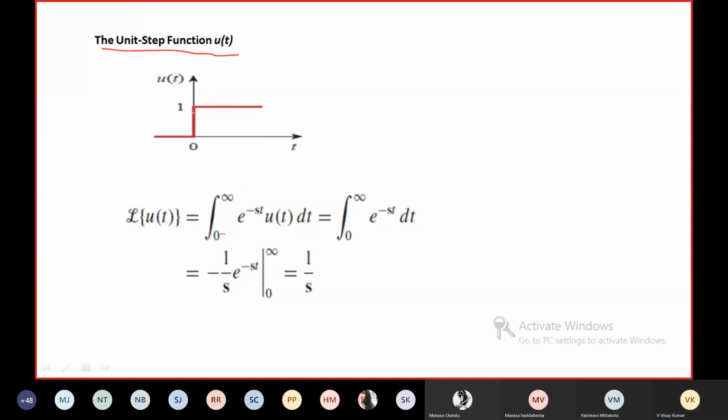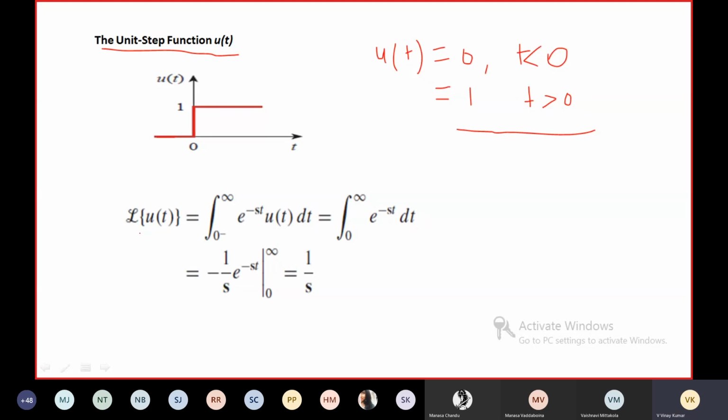Now coming to the unit step function. For t less than 0, the value is 0, so here u of t is equal to 0 for t less than 0, and it is equal to 1 for t greater than 0. At t equal to 0, it jumps from 0 to 1. So this is only defined for positive values of time.